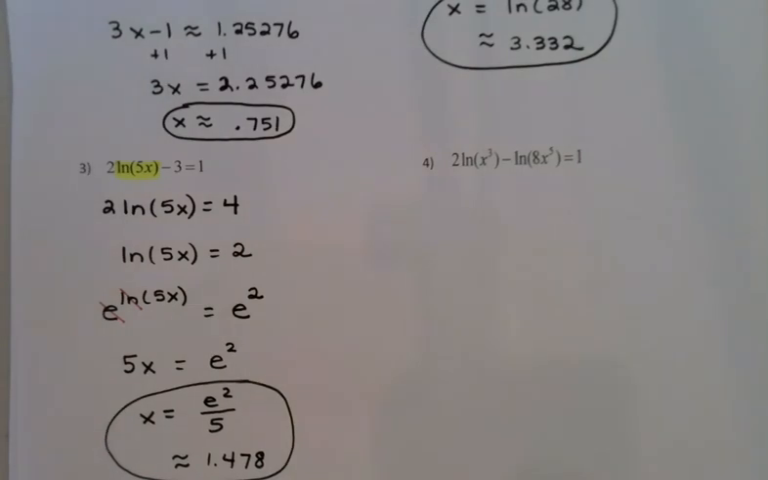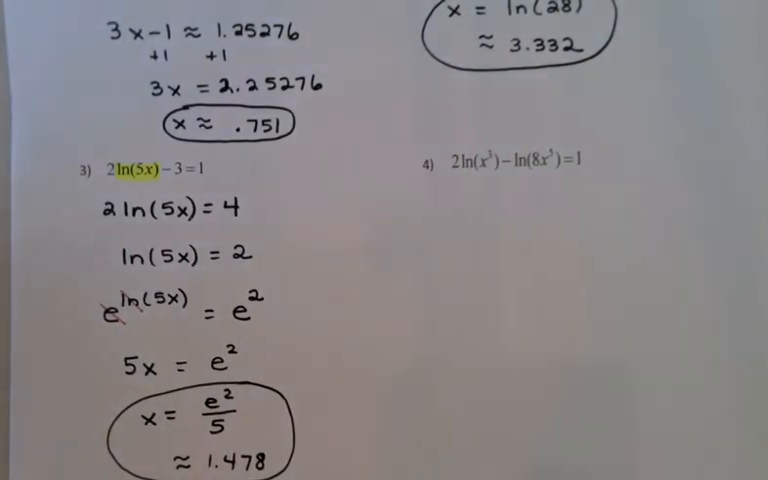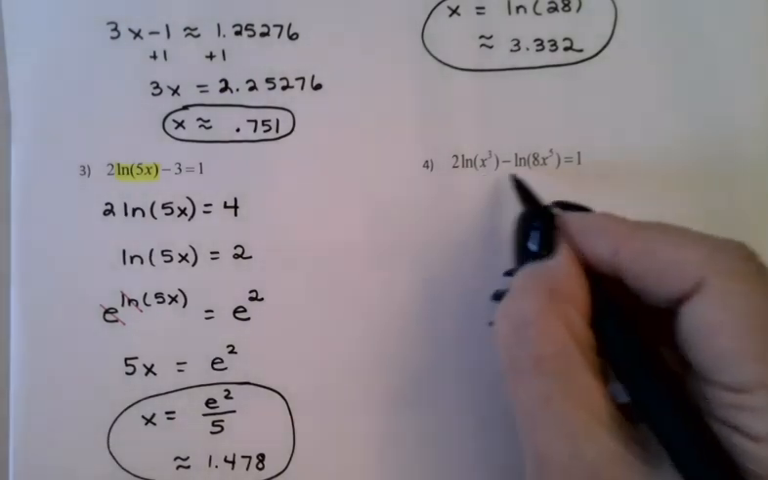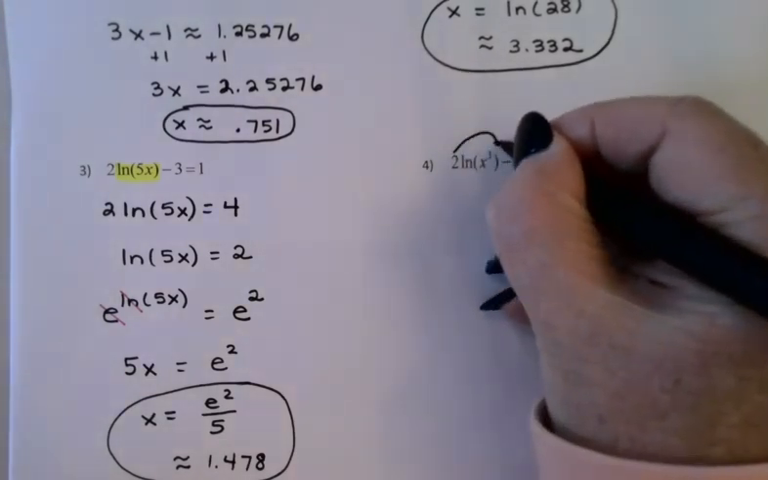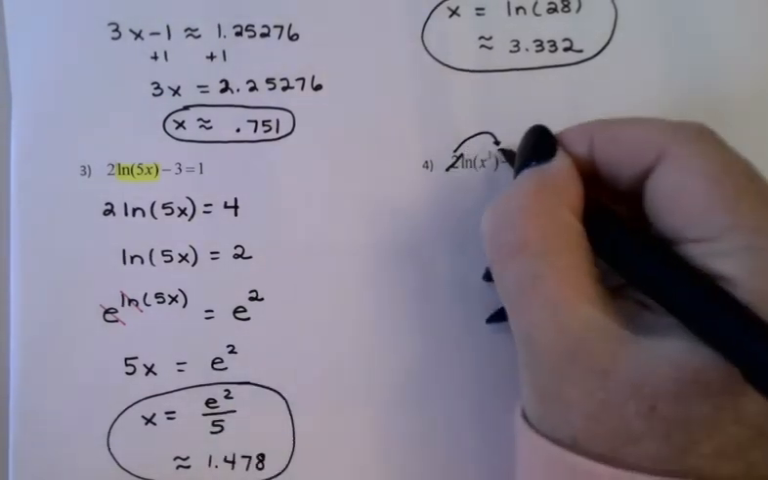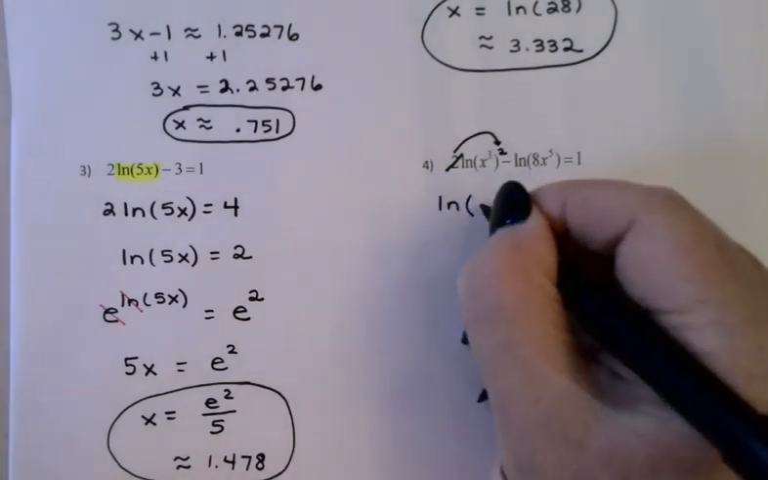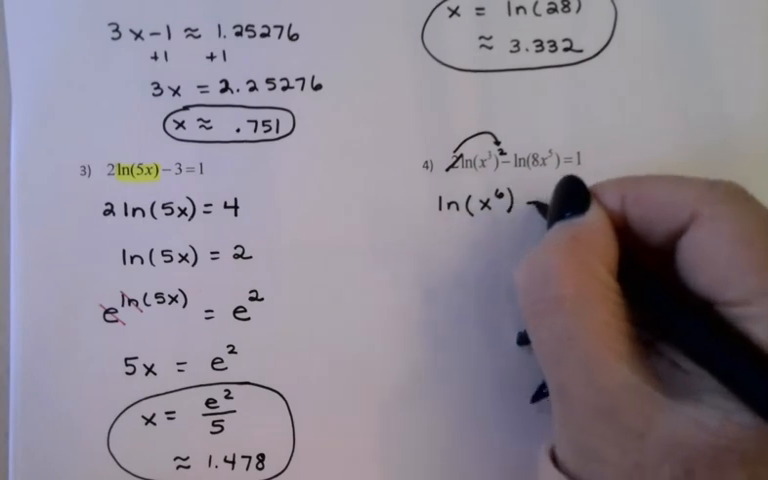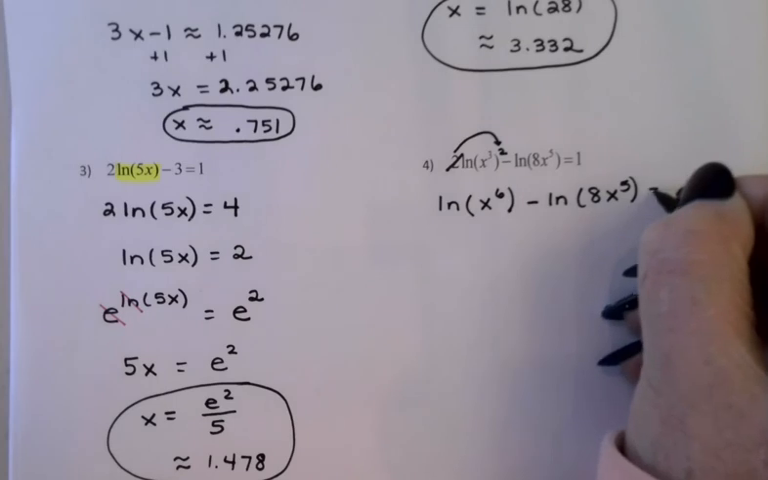All right, one more equation. Notice I've got the natural log in two places here. So I need to combine my logs using the same log properties we just recently learned about in a previous section. In order to combine these logs, my first step is going to be to take this 2 and bring it up as an exponent. So I would have the natural log now of x to the 6th minus the natural log of 8x to the 5th equals 1.